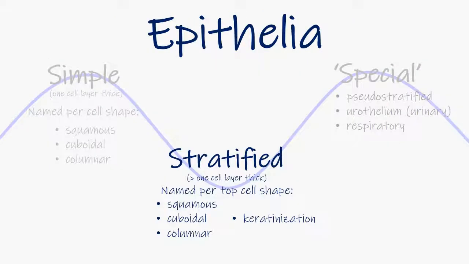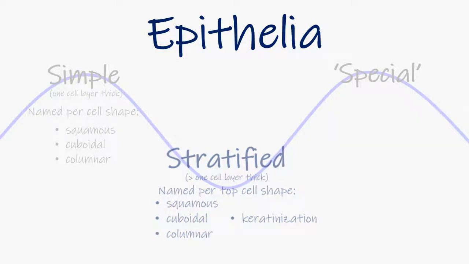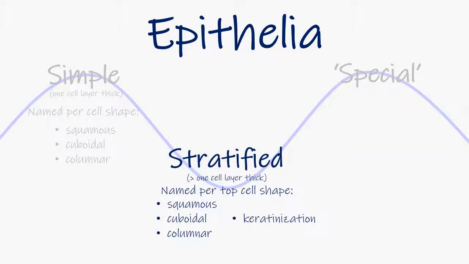Returning to this overview, let's now look more closely at stratified epithelia. As previously mentioned, stratified epithelia are epithelia that consist of two or more layers. They are named according to the shape of the cells on the most superficial aspect of the epithelia. So there is stratified squamous epithelium, stratified cuboidal epithelium, and stratified columnar epithelium. We will also talk about keratinization.